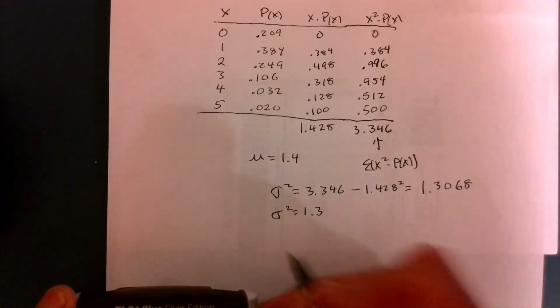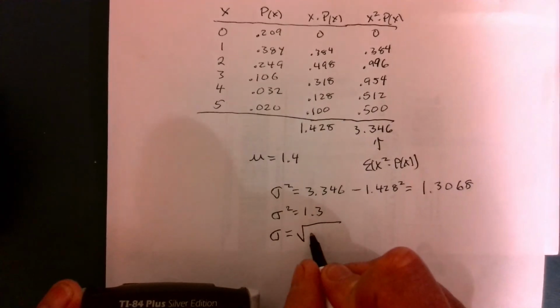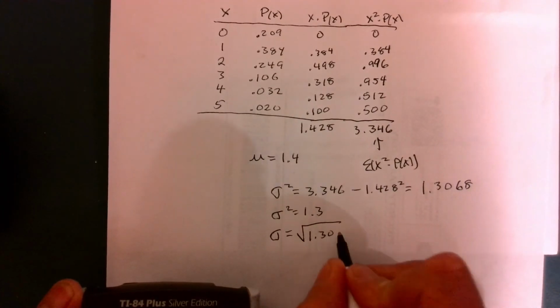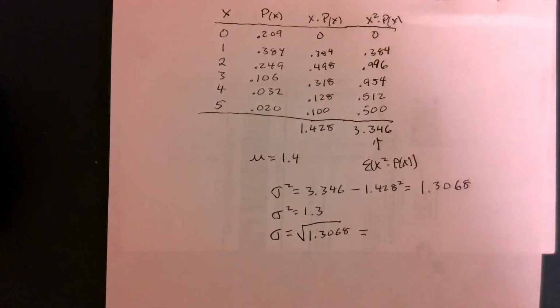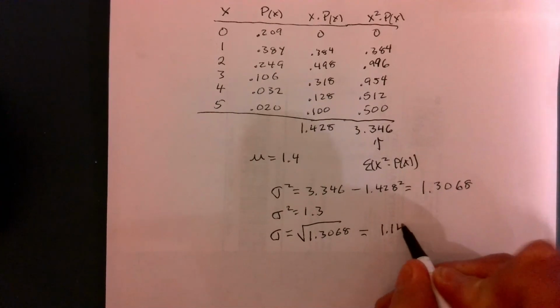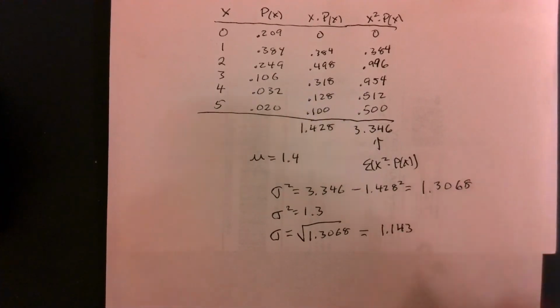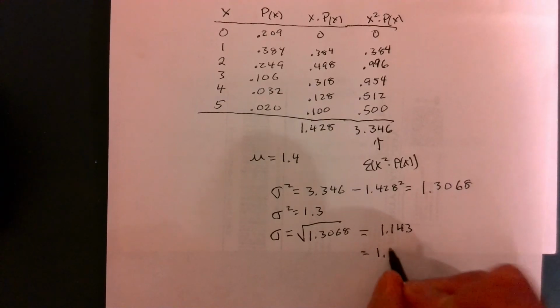And finally, the standard deviation will be the square root of the variance, so it would be the square root of 1.3068, which will give us 1.143. And then we would round off to one decimal place, and we would get 1.1.